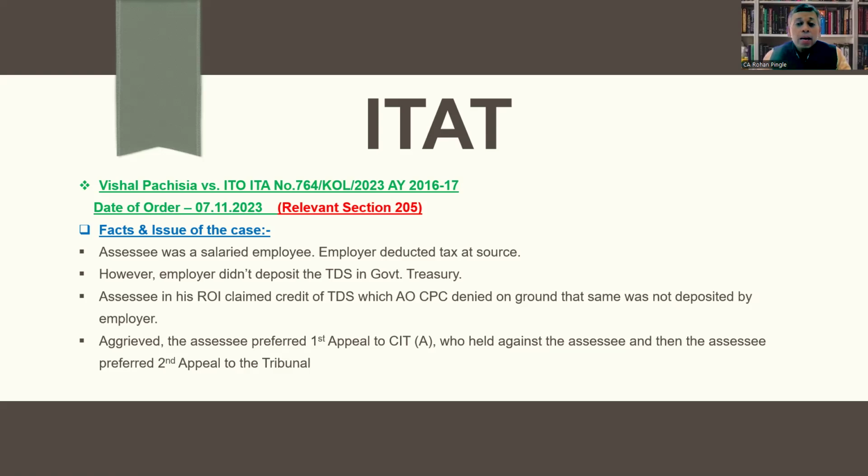Assessee was a salaried employee and the employer deducted tax at source. However, the employer didn't deposit the TDS in the government treasury. The assessee in his return of income claimed credit of TDS, which the assessing officer, CPC, denied on the ground that the same was not deposited by the employer. Aggrieved, the assessee preferred a first appeal to CIT appeals, who held against the assessee, and then the assessee preferred a second appeal to the tribunal.